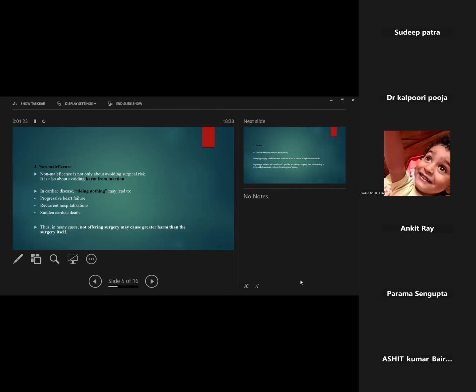Non-maleficence is not only about avoiding surgical risk, it is also about avoiding harm from inaction. In cardiac disease, doing nothing may lead to progressive heart failure, recurrent hospitalization, and sudden cardiac death. Thus, in many cases, not offering surgery may cause greater harm than the surgery itself.